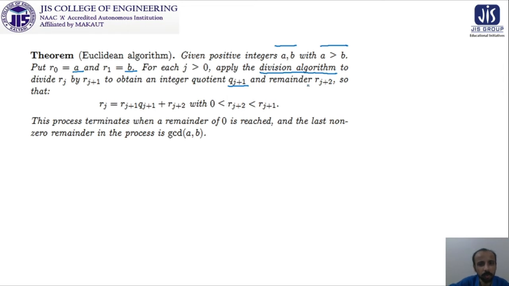And the remainder will be Rj plus 2, so that we see Rj is equal to Rj plus 1 into Qj plus 1, the product of these two, plus Rj plus 2, that is the remainder. Now obviously the remainder will be greater than 0 according to the process, and less than Rj plus 1, because we are dividing by this. This process will terminate when a remainder of 0 is reached, as already discussed in the last example, and the last non-zero remainder will be the GCD of a comma b.